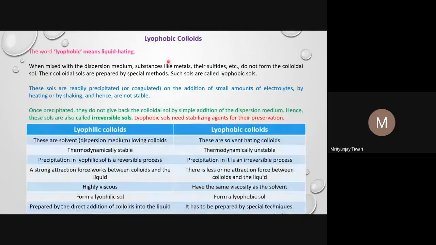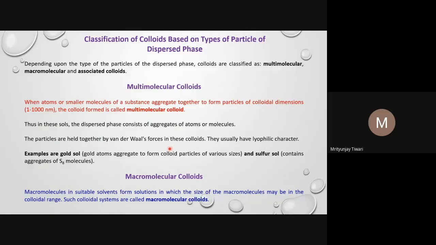The lyophobic sols, which means liquid hating, are not very stable sols. We need certain stabilizing agents for their preservation, and they are irreversible sols as well. Once you remove the dispersion medium by any method, you again need a special method to prepare the colloid. So for lyophobic colloids we usually need a special method to form them, because there is no natural attraction between these things. And these other things we have already seen.